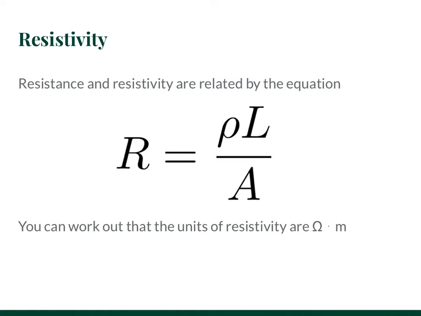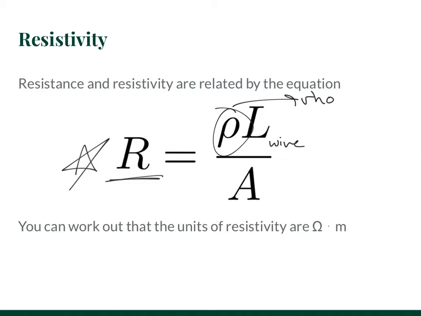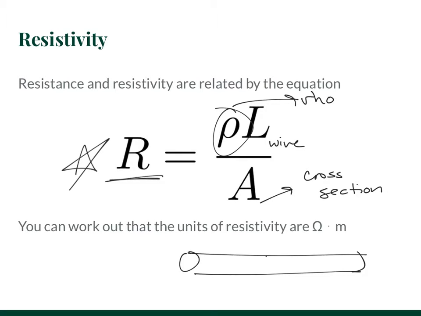Resistivity is related to resistance by this equation here. So the resistance of some component, or of a wire in this case, is resistivity, which is this Greek letter rho, times the length of the wire divided by the cross-sectional area. I assume we know how to take a cross-section, but I'm going to draw it here for you. If you have a wire that looks like this, it's round. A cross-section is going to be a circle slice of that wire. So that cross-sectional area is the A here.